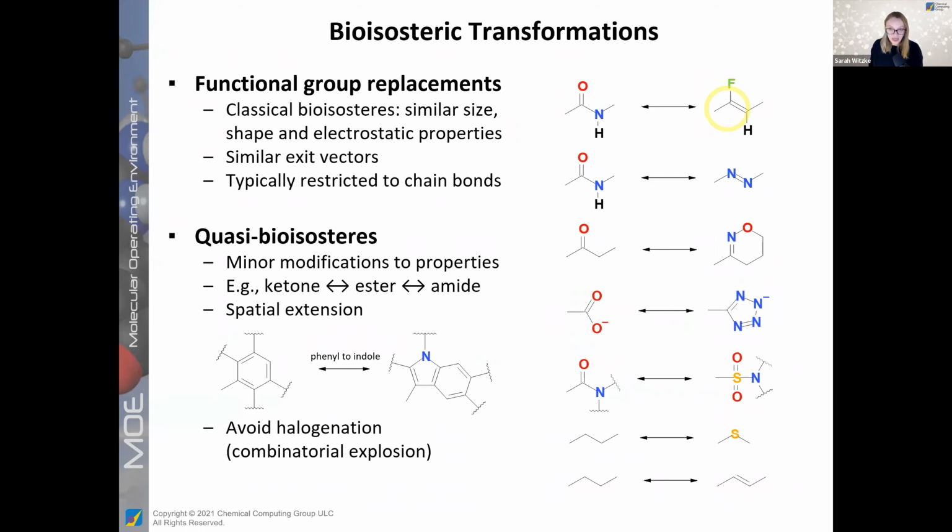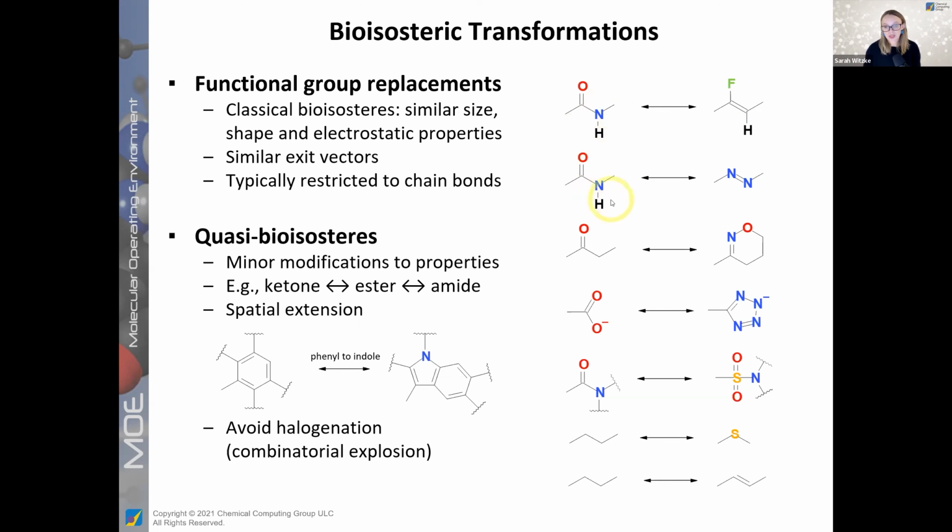Now, what they also have is something we call similar exit vectors. An exit vector is the bond that connects the fragment to the rest of the molecule. And we are interested in having similar exit vectors between our replacements because that means that the rest of the molecule can stay in the same 3D space, right? We just take one group out, replace it with another group, and it fits in the exact same way.